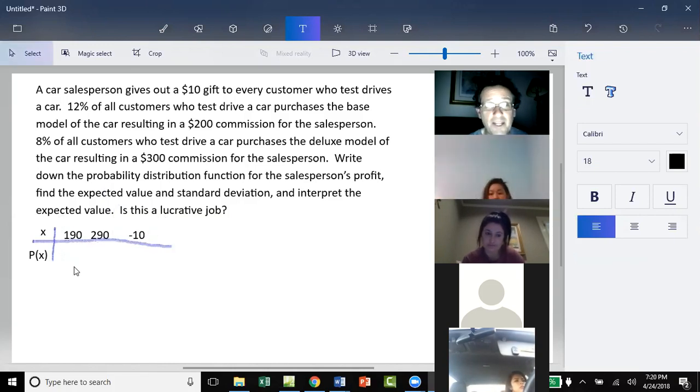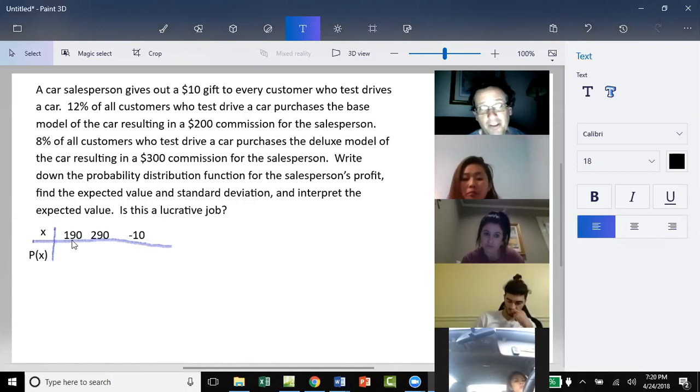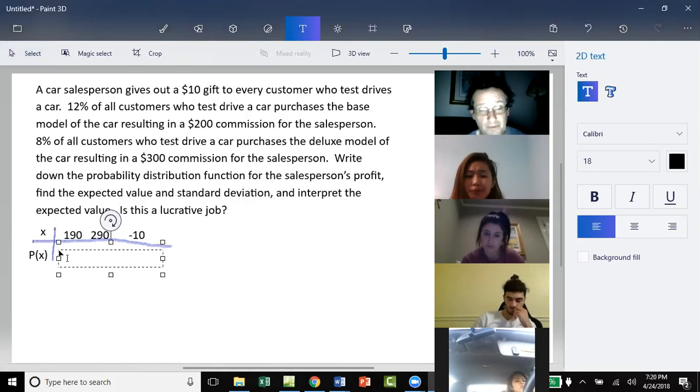Any questions on the X values that could happen? Okay, now what we do is we find the probability of each of those things happening. What's the probability of the car salesman or car salesperson profiting $190? 12%. Yeah, but you want to write it as a decimal. So 0.12. Yeah, so 0.12 will be our first probability. Is that clear?